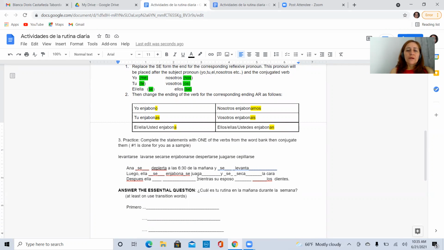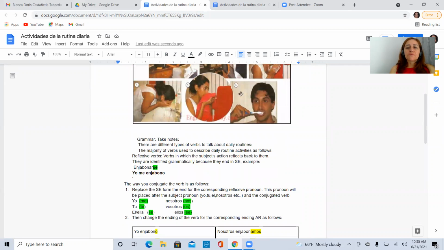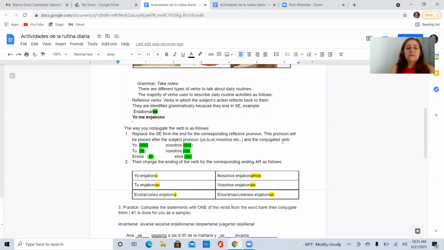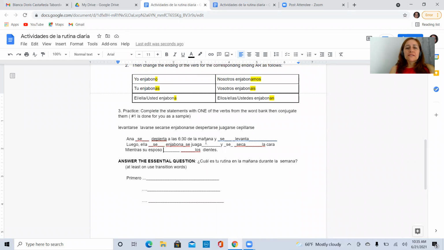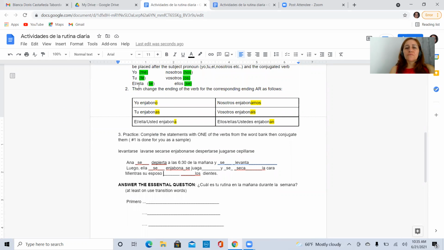And here we have an extra one. Después, o mientras, while her husband, what does he do? While she's getting ready, what does he do? He's brushing his teeth. See? How do you say to brush? Cepillarse. So what is the reflexive pronoun for he or she? Él is the same. So se, and then cepillar. Cepillar is an AR verb, same thing.